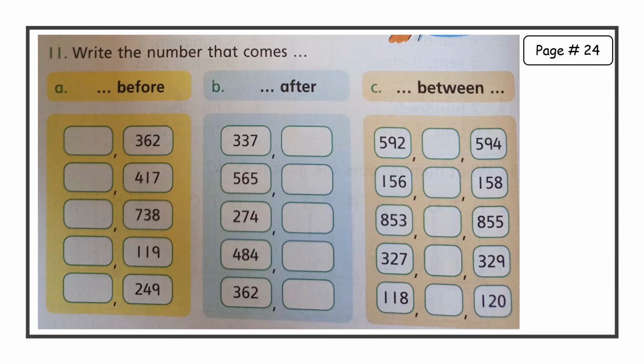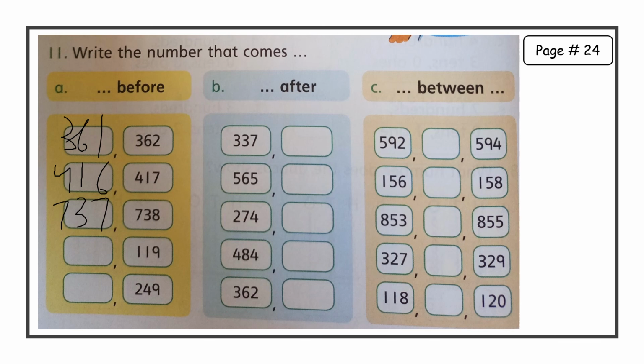Write the number that comes before, after, and between. So we have to write before, after, and between numbers. What comes before 362? 361. What comes before 417? 416. And what comes before 738?